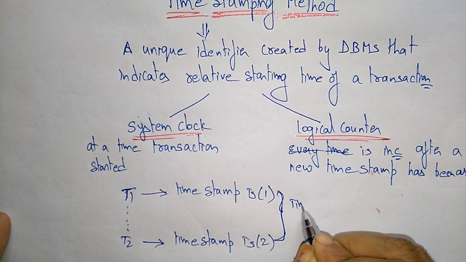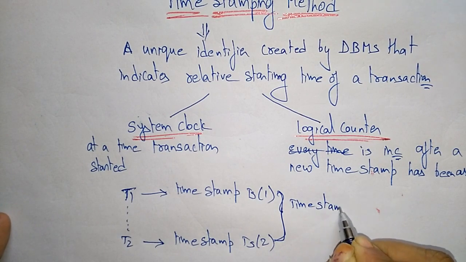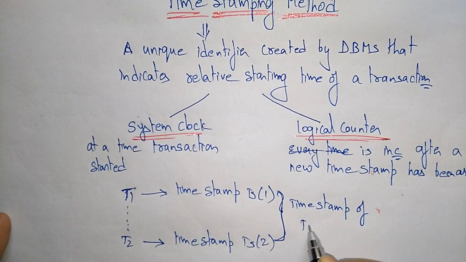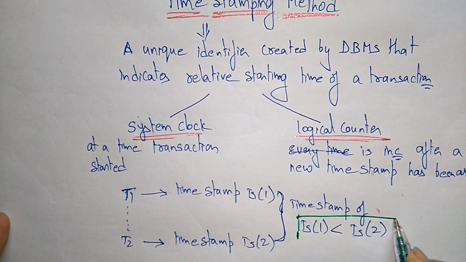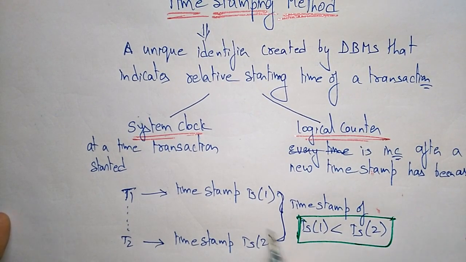Okay, so here you have to note that the timestamp TS of 1 of a starting transaction should always be less than TS of 2 of the ending transaction. So this condition is very important. You have to note it. So in the timestamp method, the timestamp of the first transaction is always less than the timestamp of the next transaction or else the last transaction.